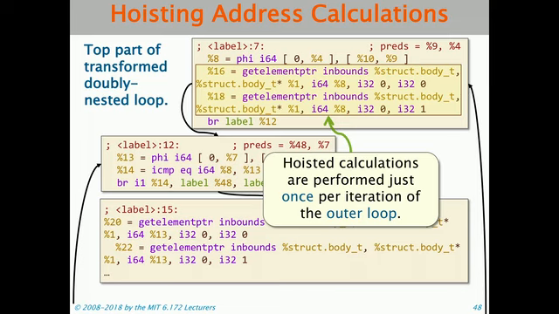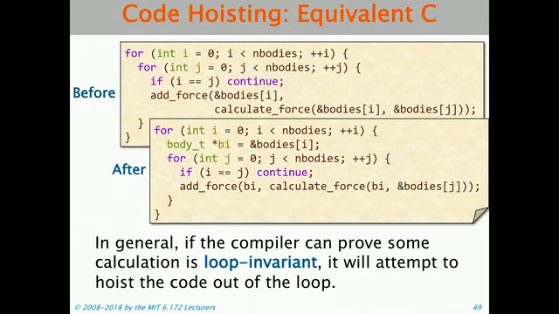So the effect of this optimization in terms of C code, because it can be a little tedious to look at LLVM IR, is essentially like this. We took this doubly nested loop in C. We were calling add force, calculate force, and so on. And now we just move the address calculation to get the ith body that we care about to the outer loop.